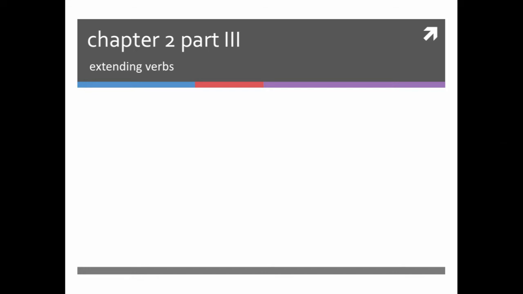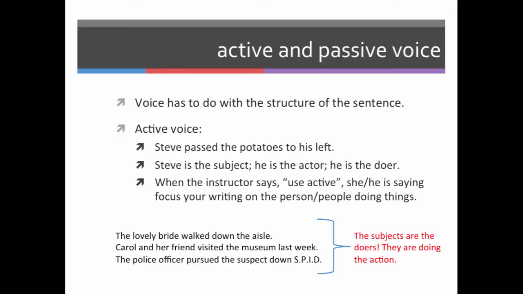Okay, here in this mini lecture we continue in chapter 2 with part 3, where we extend verbs but we also talk about conjunctive adverbs. So we've talked about verbs in chapter 1. We talked about simple past, present verbs. We talked about future. We even talked about some perfect tenses.